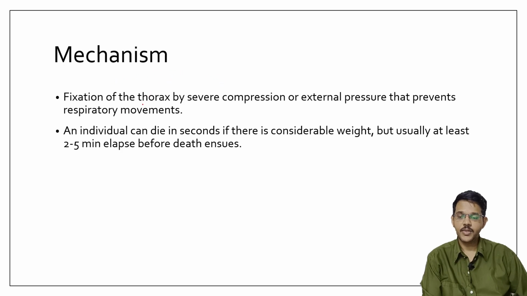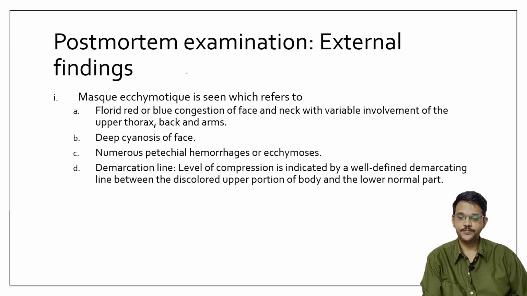Mechanism: there is fixation of the thorax by severe compression, external pressure that prevents the respiratory movements. Because there is external pressure on the chest, the respiratory movement is obstructed. An individual can die in seconds if there is considerable weight, but usually it may last for 2 to 5 minutes before death occurs.